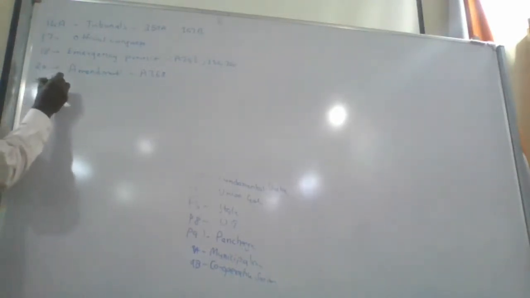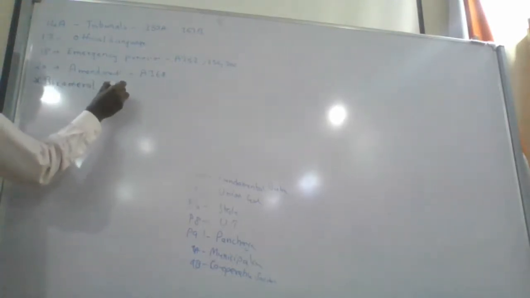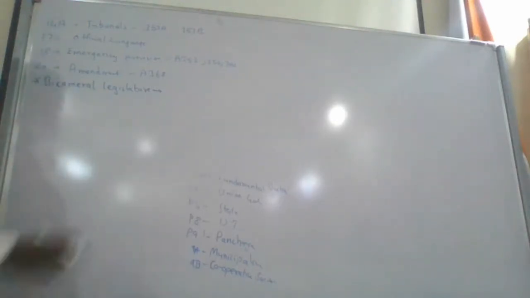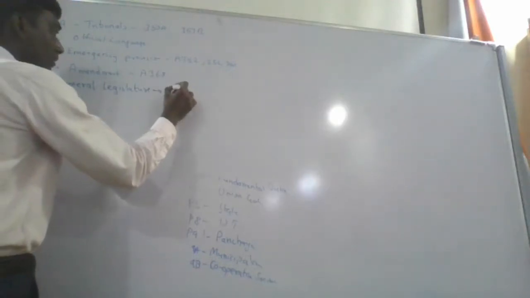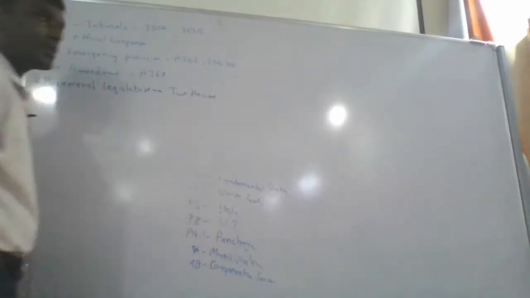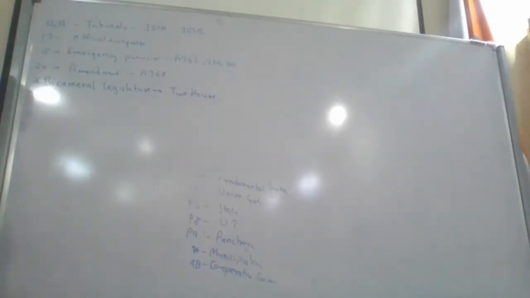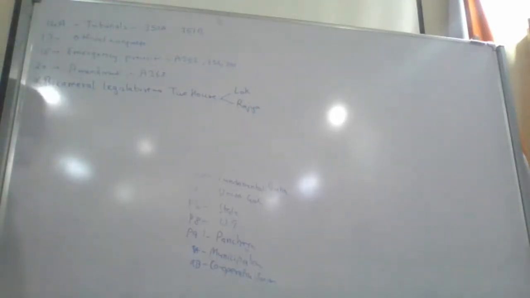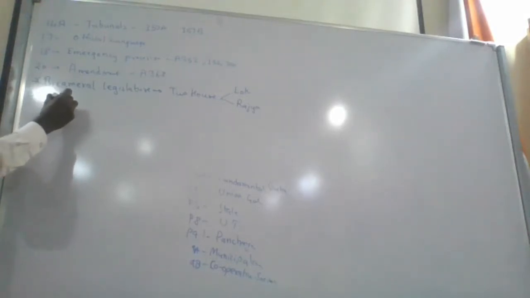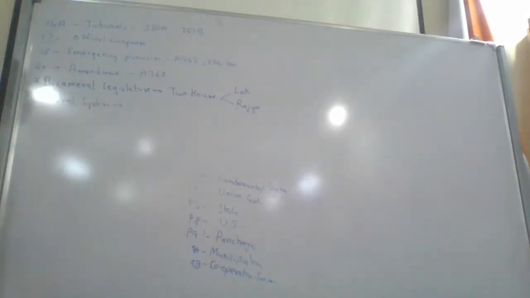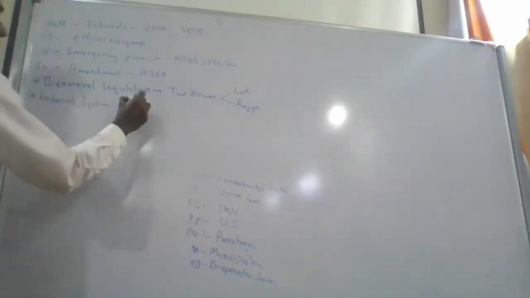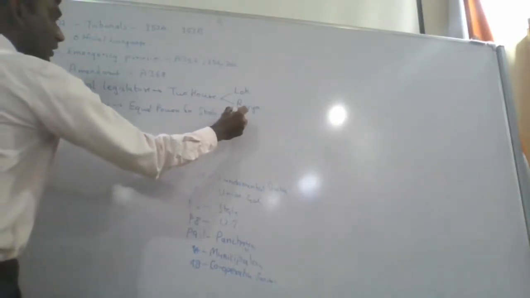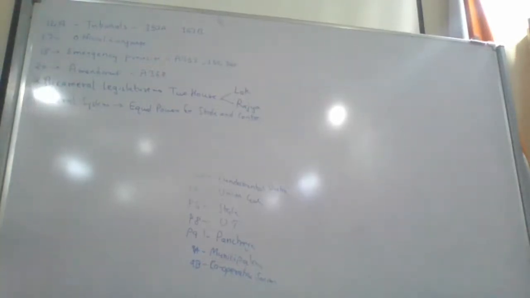Write down, what is the meaning of bicameral legislature? Bi means two, correct? Bi means two, cameral legislature. Legislature means where we make laws. So we have two houses in our parliamentary system, that is Lok Sabha and Rajya Sabha, correct? Next, what is the meaning of federal system? Federal system, equal powers for the state and the center.